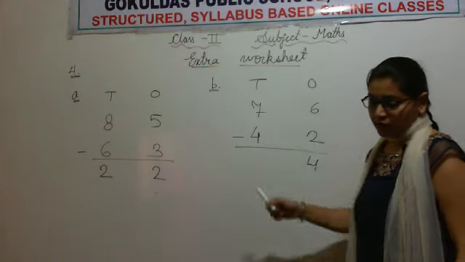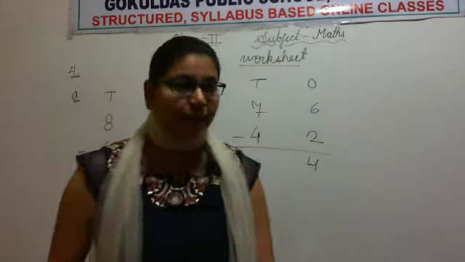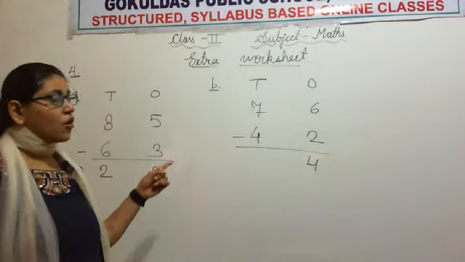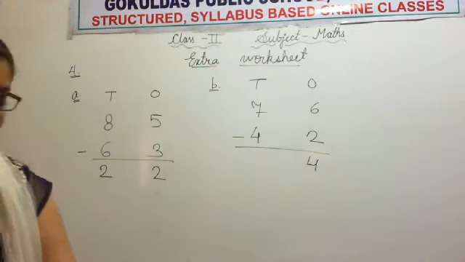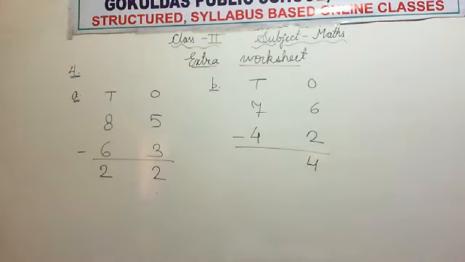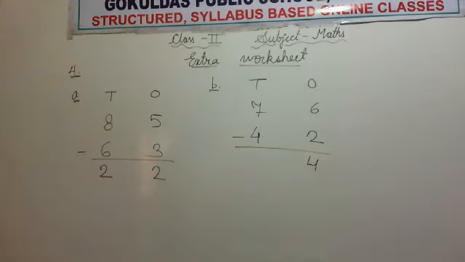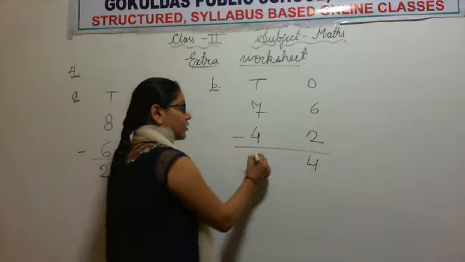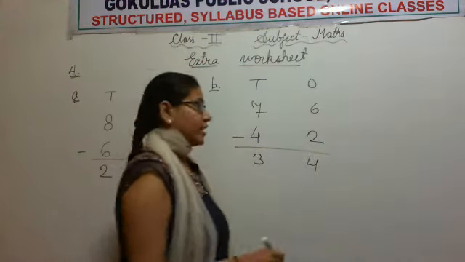7 minus 4. So all of you open 7 fingers first, and now minus 4 is there. So close 4 fingers. How many fingers are left? Only 3. So we will write the number 3.